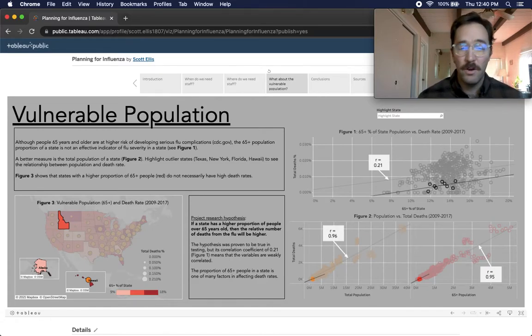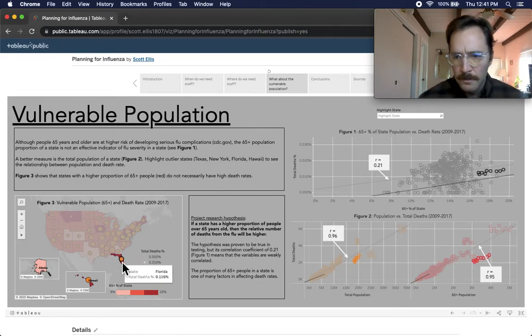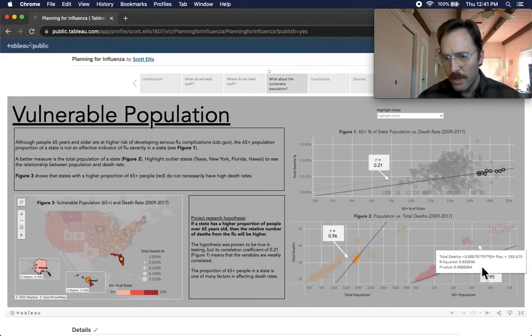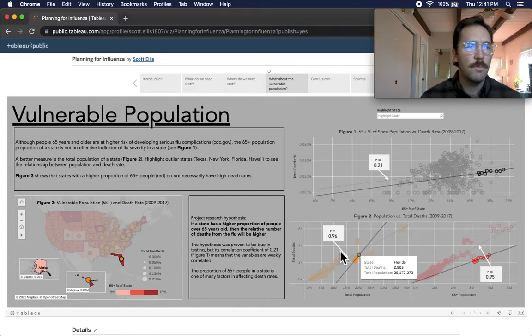It was found that a better correlation measure for death rates is the total population of a state. You can see in Figure 2 down here that both total and 65-plus population data points of a state are closely aligned with the trend line. It's useful to note the outliers here, such as Florida, below the death rate trend line, but with a higher, or older, than average vulnerable population.